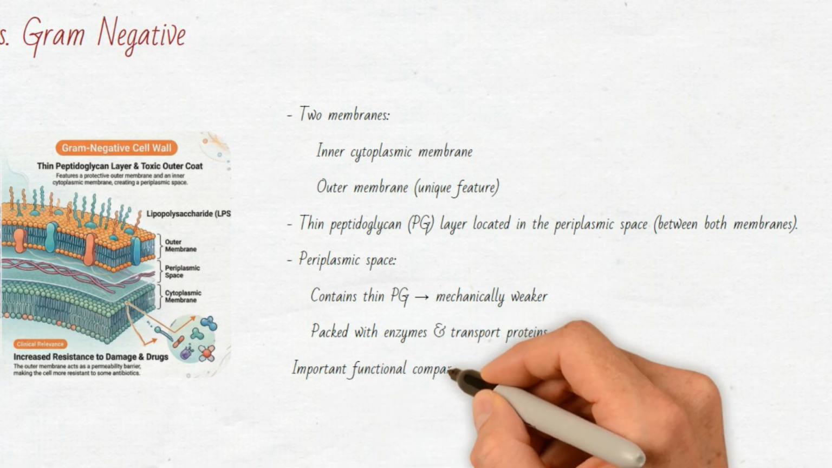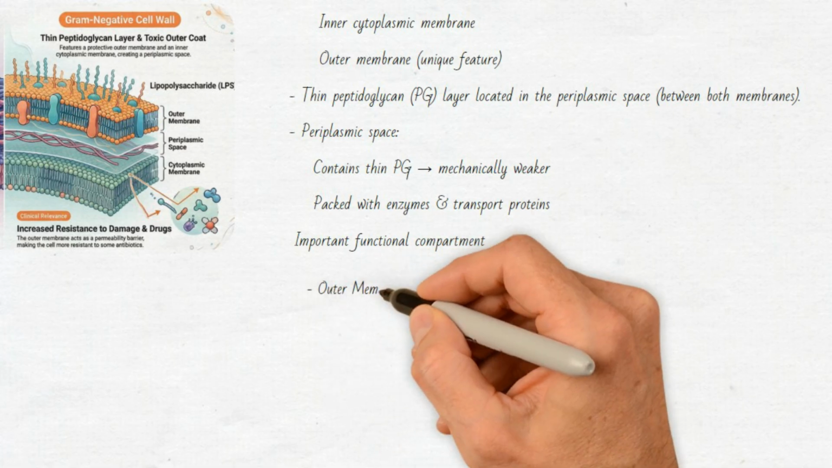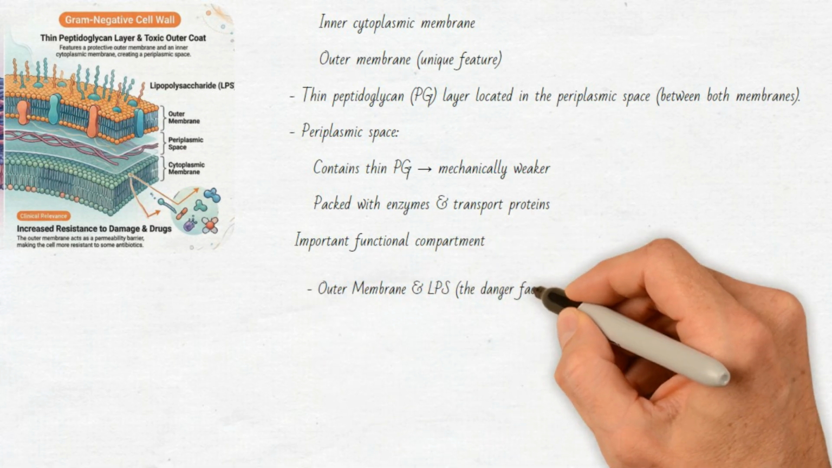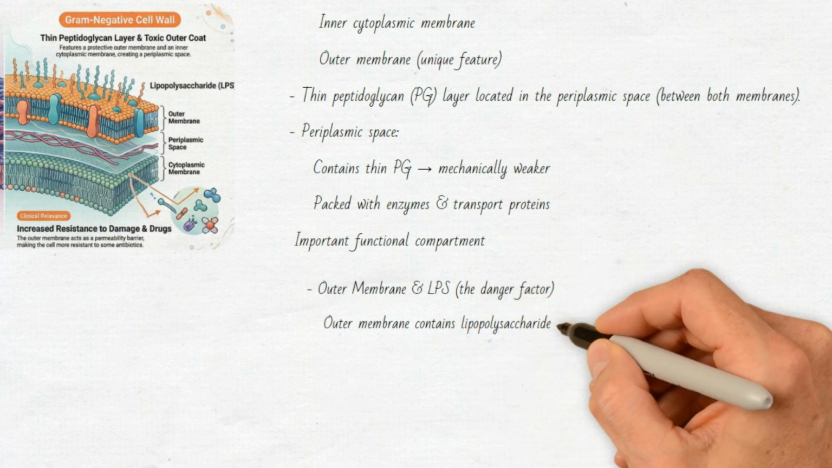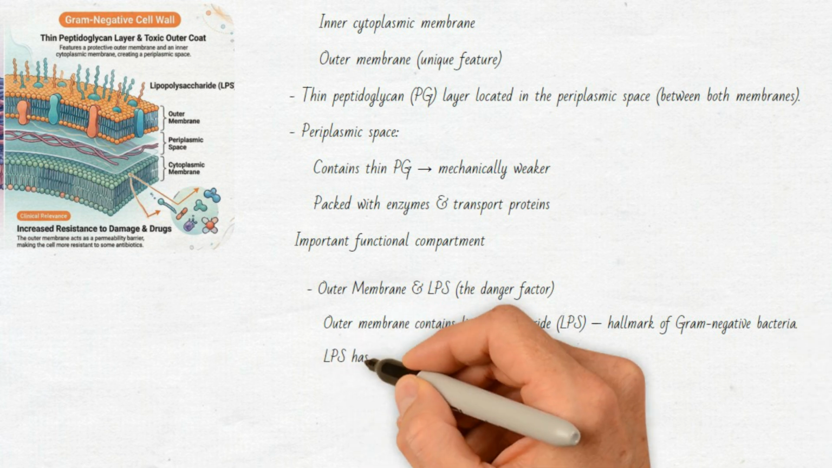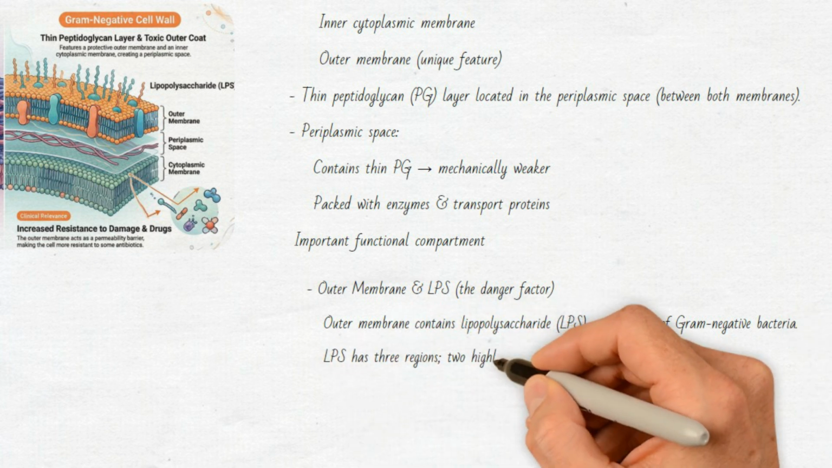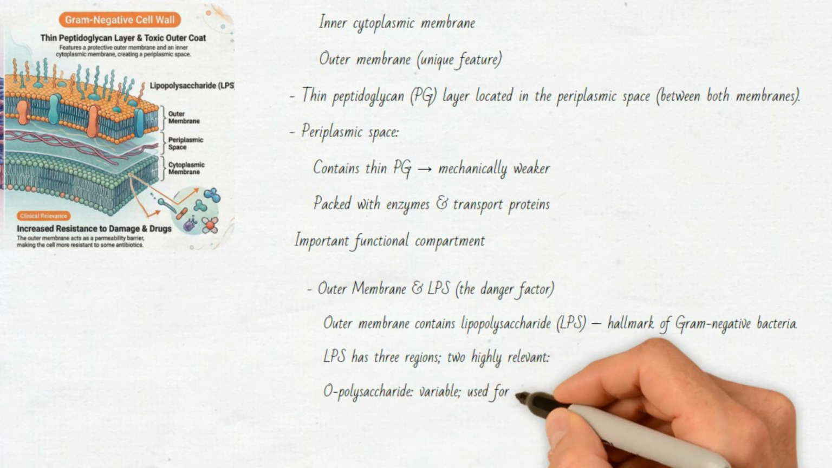The real structural challenge, the component that makes gram-negative bacteria so uniquely dangerous, is embedded in that outer membrane: lipopolysaccharide, or LPS. It's the defining feature of the gram-negative outer leaflet. It has 3 regions, but the most clinically relevant parts are the O polysaccharide, which is highly variable and used for strain identification, and lipid A.